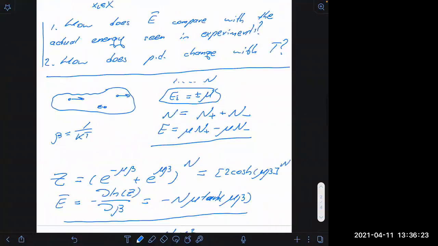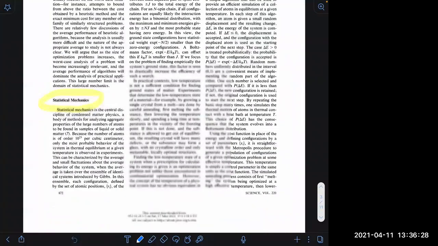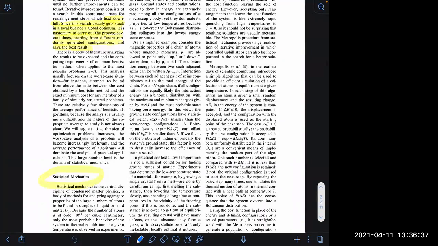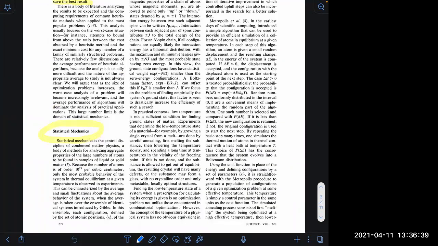Right, thank you. Personally, I'm not the greatest fan of physics, so yeah, we did this because I felt like it was very necessary. But okay, so let's read the statistical mechanics part.